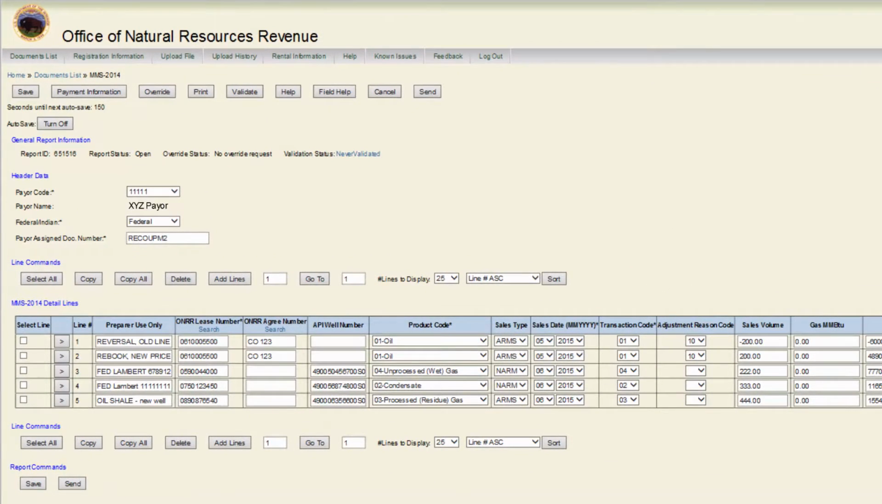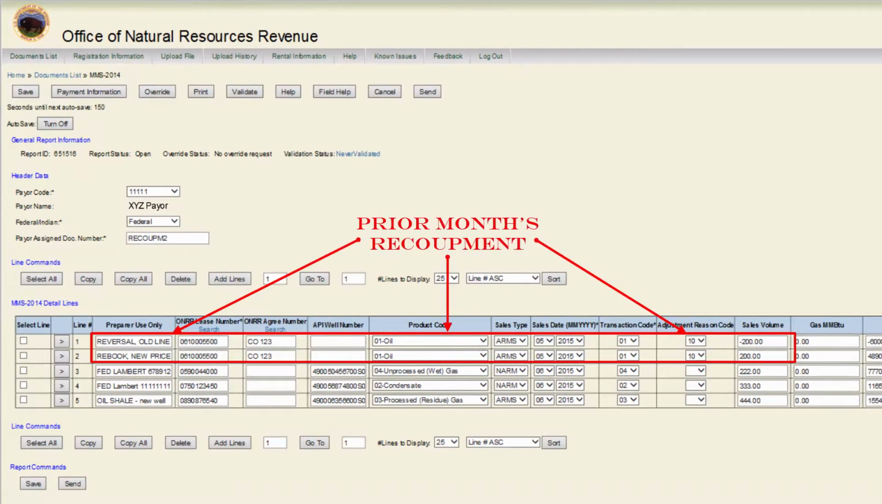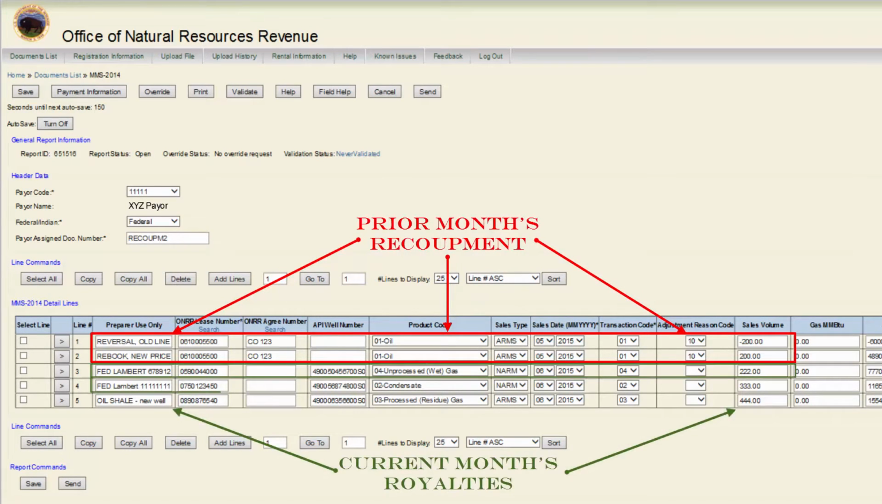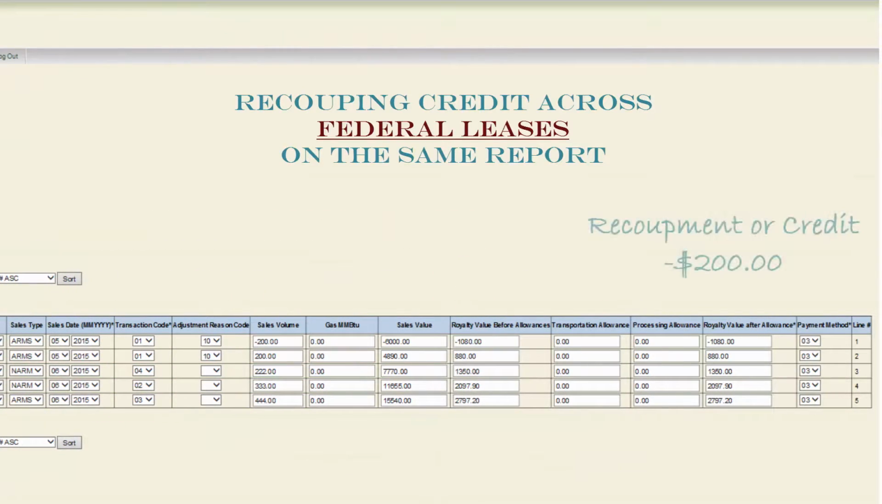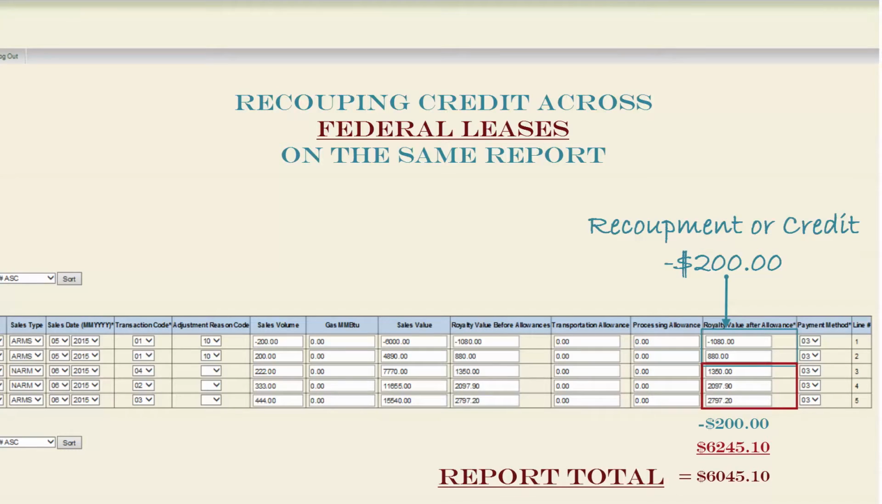Let's look at one more example. This example highlights the fact that you can recoup your credit against other federal leases on the same report. The recoupment or credit is equal to $200. Apply this recoupment to the other federal leases on your report and pay the report's total.